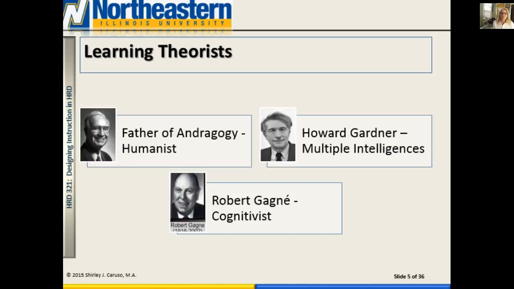Just as there are different learning theories, there are different learning theorists. This first one, do you recognize this gentleman? He's the father of andragogy. He is a humanist. Yes, it is Malcolm Knowles. Howard Gardner gave us multiple intelligences, and Robert Gagne, the cognitivist, gave us the 9 events of learning.